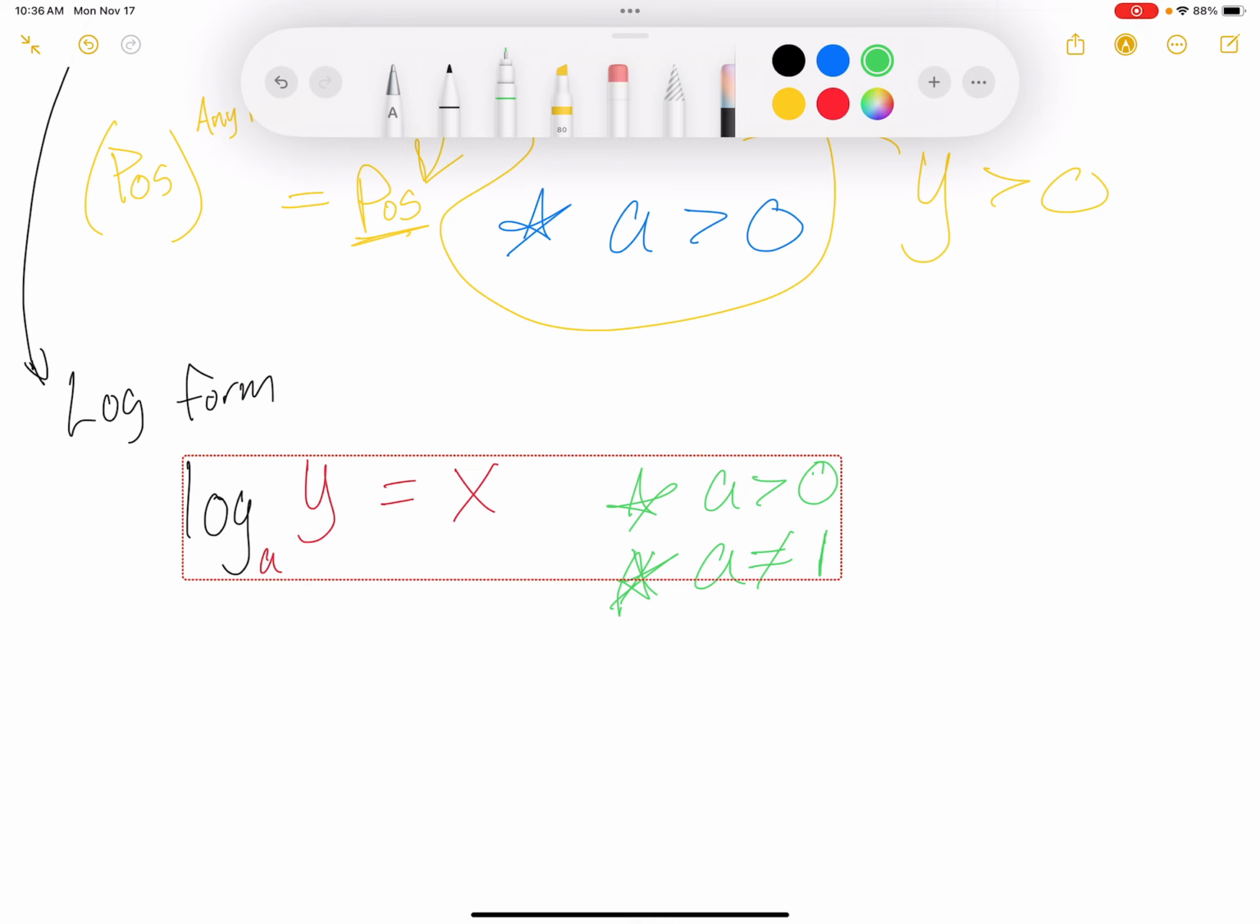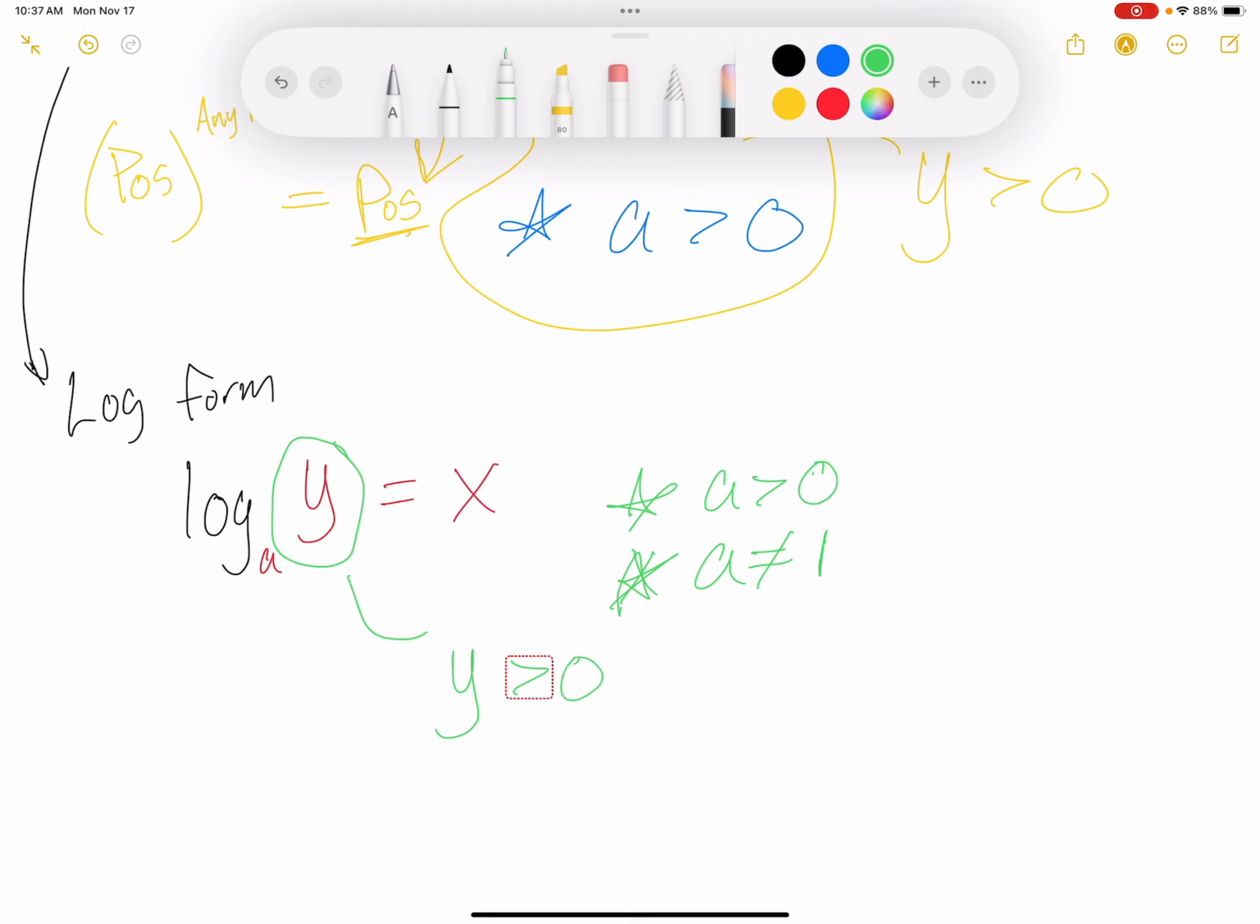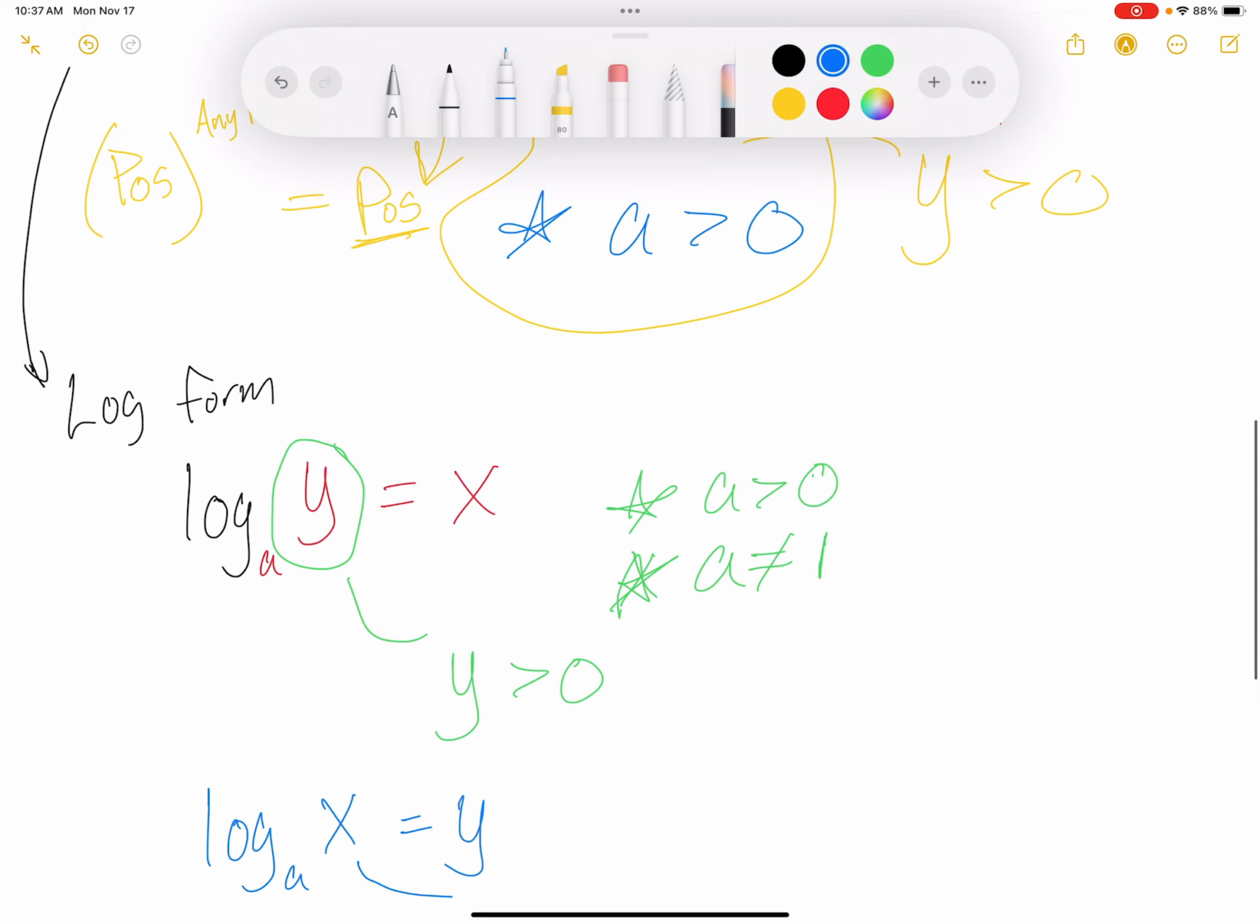Another limitation here is the same as before: y, or really whatever we're taking the log of, has to be a positive number. When we switch it to its equivalent log form, it looks like this. But whatever number you're taking the log of has to be greater than 0. It has to be a positive number. So that's a couple of things to think about when you're trying to understand logs and really the extraneous solutions that go along with that.